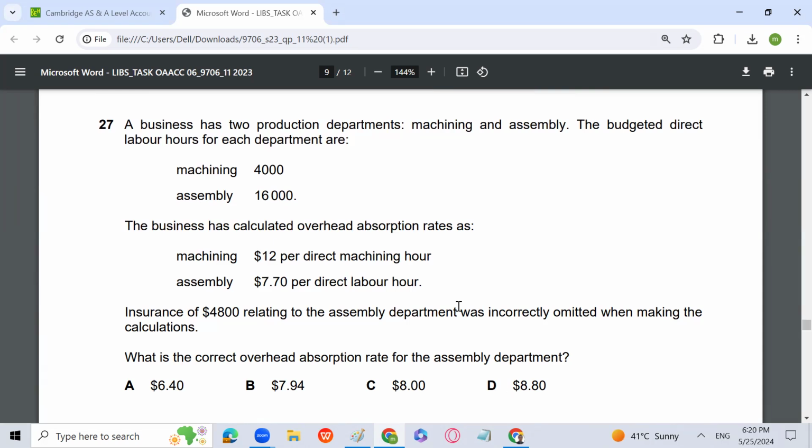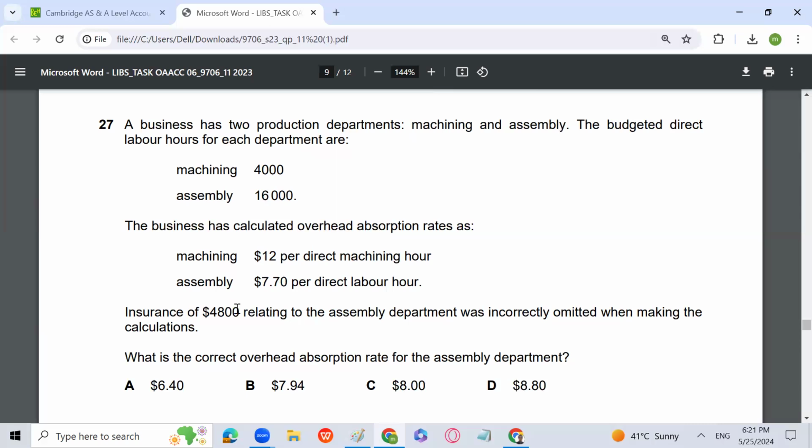It's quite easy actually, because the overhead absorption rate for the assembly department is 7.7 per direct labor hour. And for the assembly department, direct labor hours are 16,000, right? Now, 4,800 cost has been omitted because it was not added. So 4,800 divided by 16,000, which is the hours, we will get the overhead absorption rate which needs to be added to 7.7 to get the correct overhead absorption rate. So 4,800 is the overhead cost divided by 16,000, that is 0.3. For the assembly department, 8 is going to be the answer. So C is the answer.